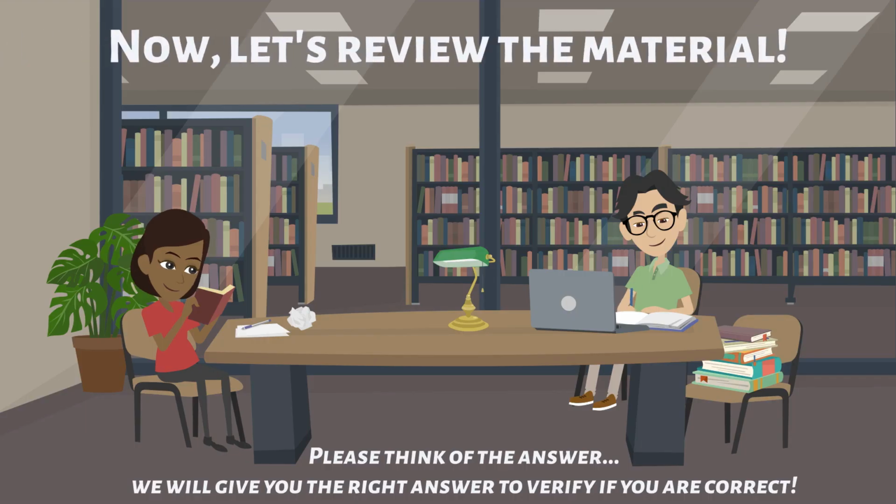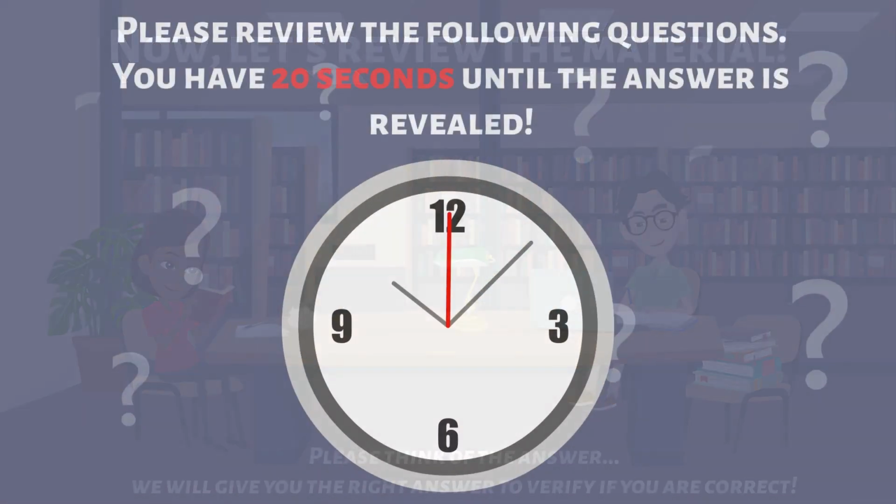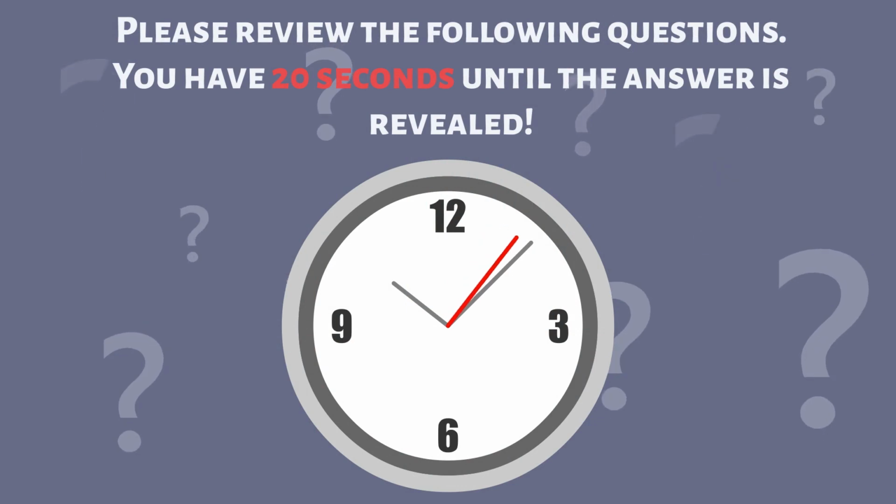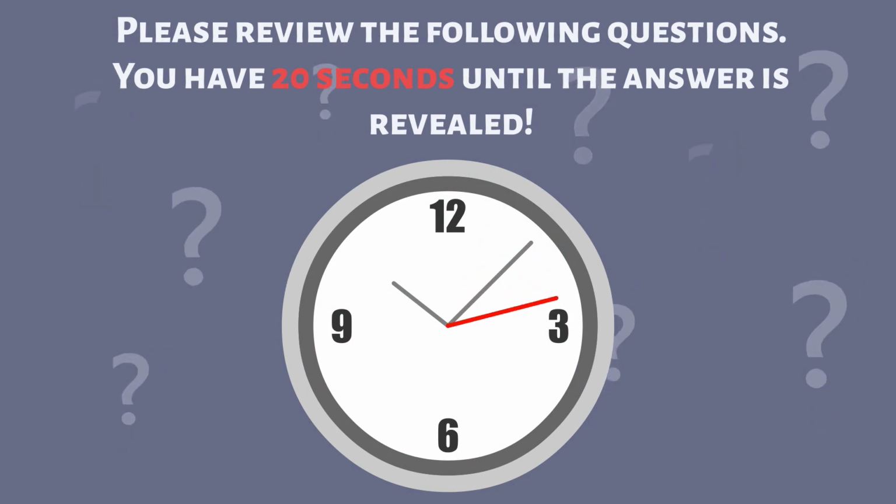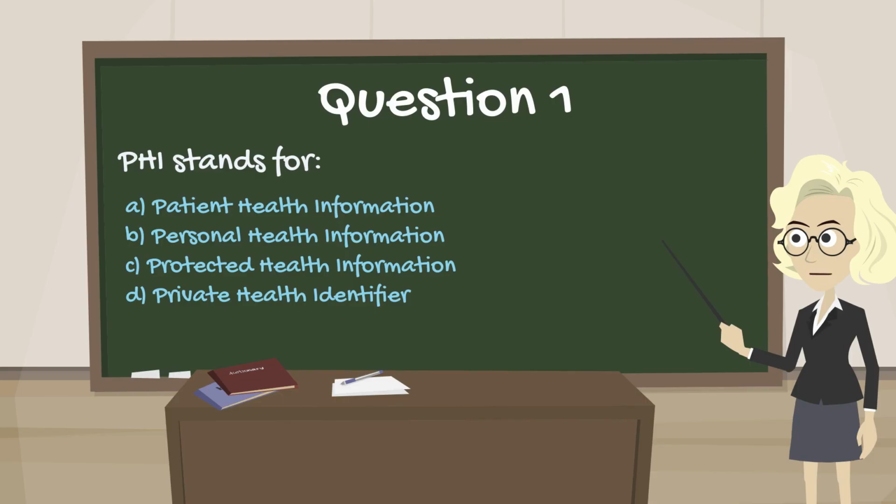Now, let's review the material. Please review the following questions. You have 20 seconds until the answer is revealed. PHI stands for A. Patient health information, B. Personal health information, C. Protected health information, or D. Private health identifier.